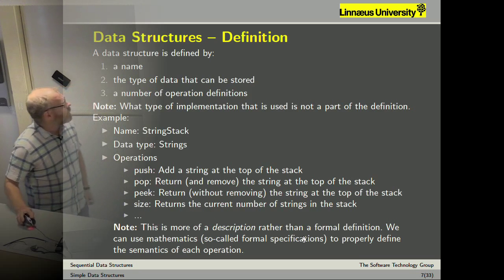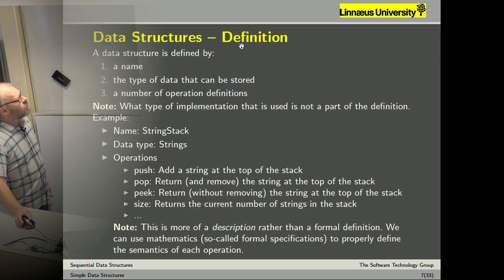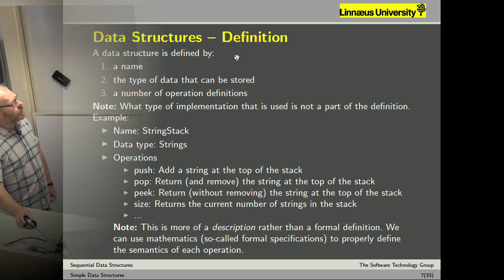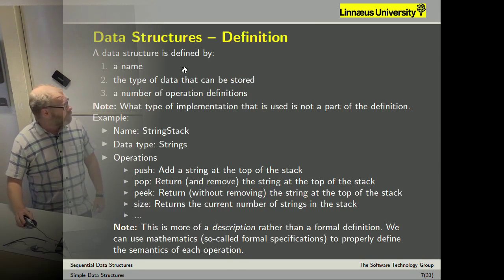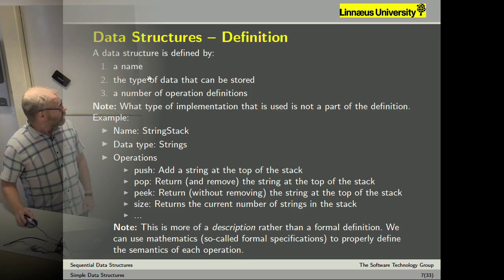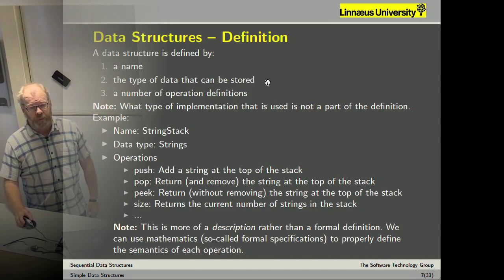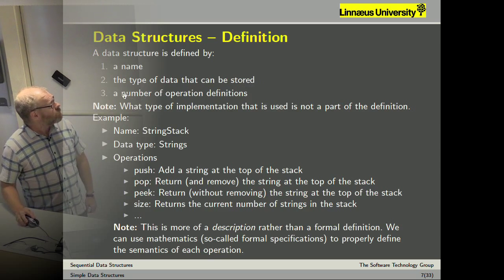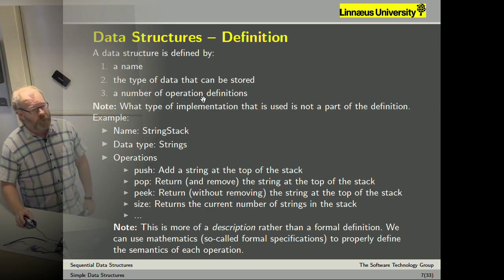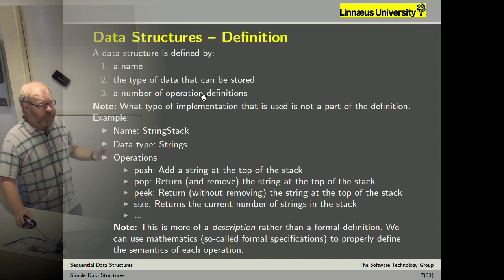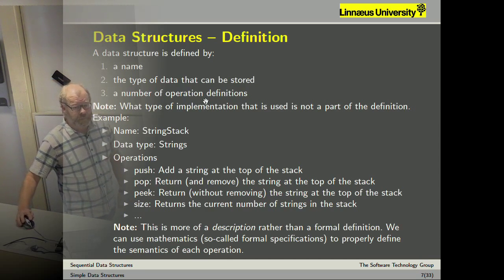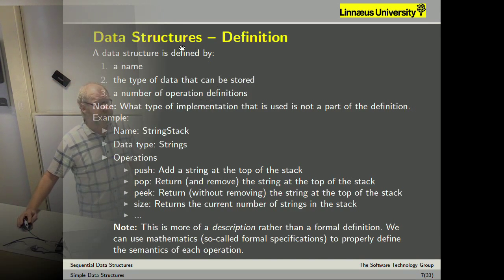What do I mean by a data structure? We are saying that there are three things needed in order to define a data structure. We need to give it a name, stack. We need to say what type of data can be stored, for example, integers, and we need to name a number of operations: pull, peek, push, and things like this. These are the three things needed in order to define a data structure.